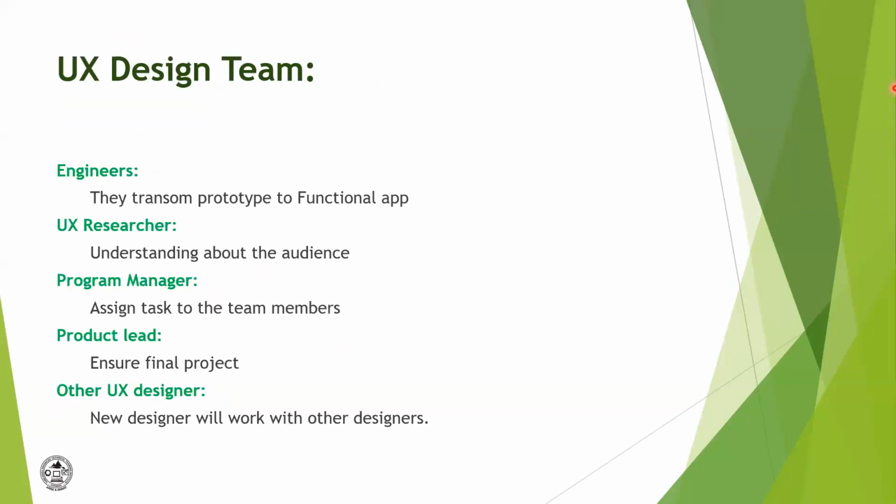So these things, as discussed earlier: engineers transform the prototype into the functional one. The UX researcher has to understand the audience's mindset, and then we design and program. These things are simple only. That is how the UX design team works. The product lead will ensure the final product, and then the other UX designers will go for a new design, collect the feedback, and update the product.